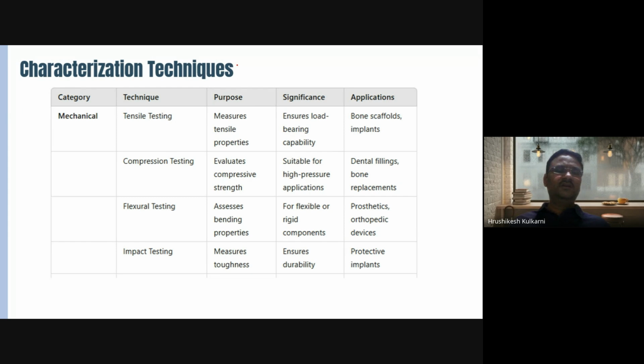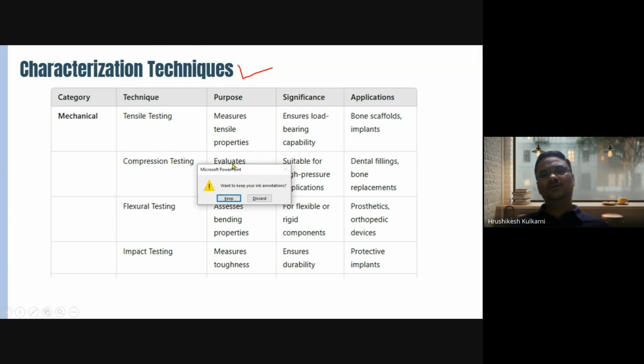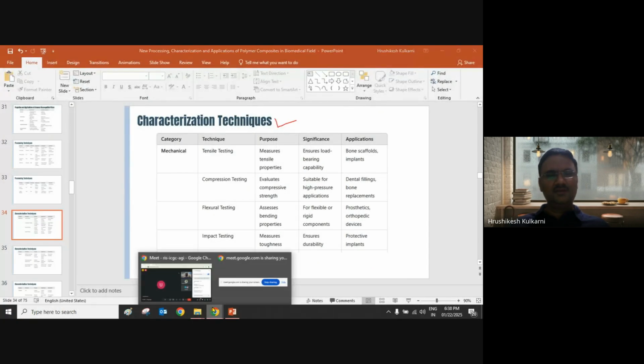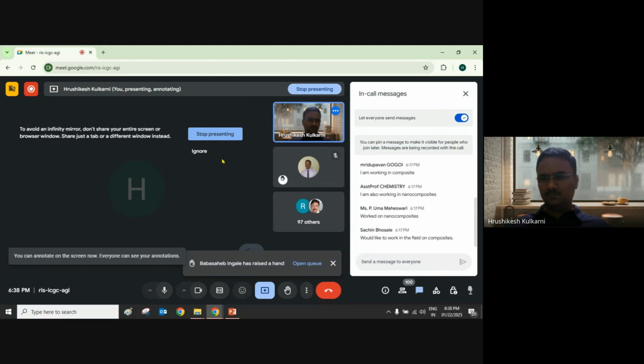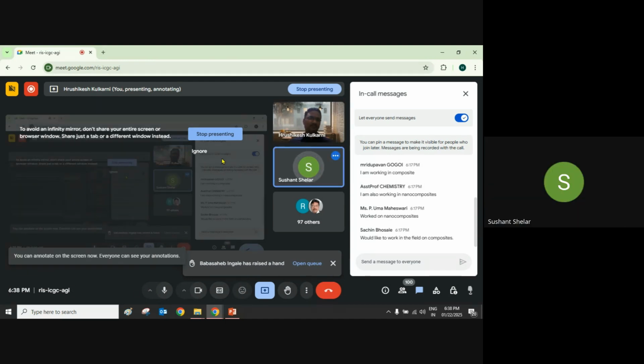Now, let us focus on characterization techniques. I will stop my presentation for 2 minutes and ask some questions and answers. If you have any questions or doubts up to this, you can ask me, please. Because my presentation is very big, there are more than 70-75 slides, so if you have any question up to this, please ask, or you can put it in the chat box. If possible, I will reply. Any question up to now? Participants can directly unmute their mic and ask the question, or even put it in the chat box.